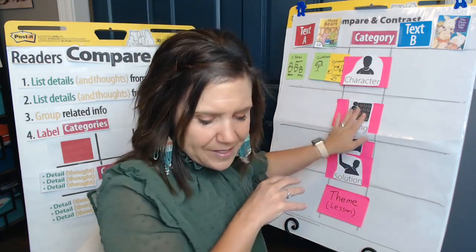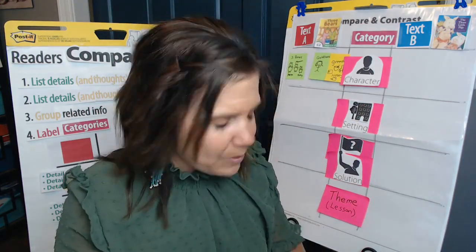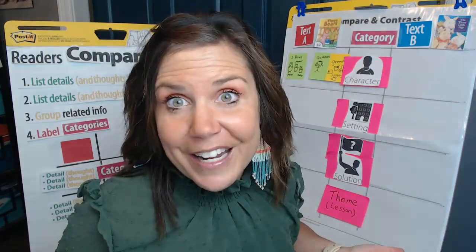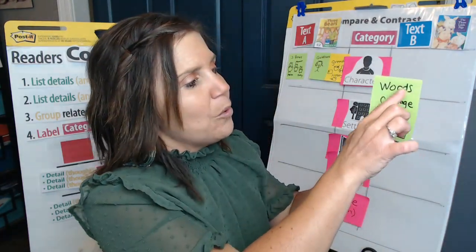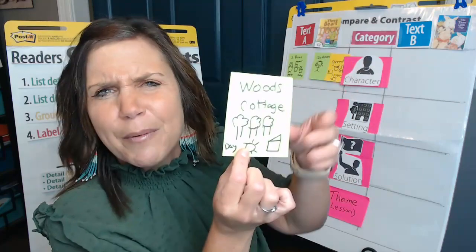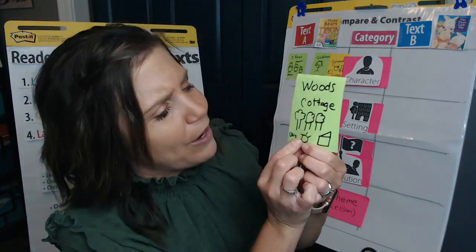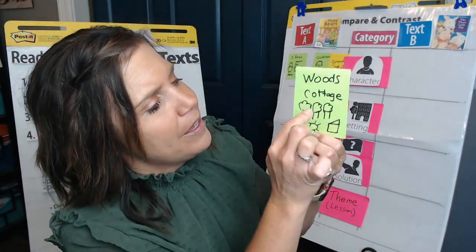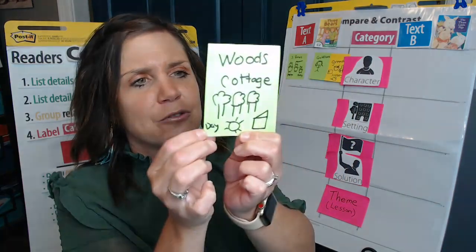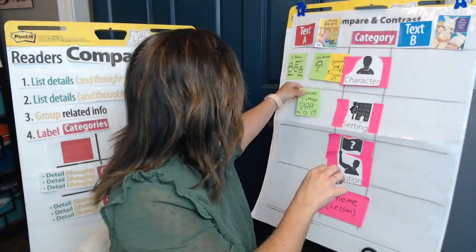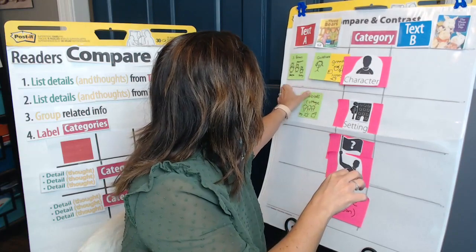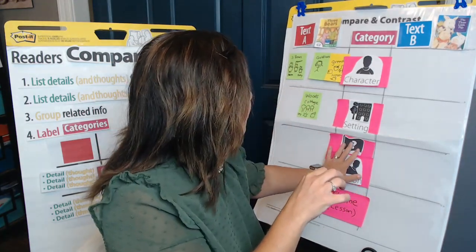Okay, now let me think about the setting. Where does this take place? Well, I know it's in Baby Bear's cottage, right? Baby Bear's house, and it's in the woods. And it's usually daytime or morning because I think their porridge was their breakfast, right? So I wrote daytime. I drew the little cottage, and I drew some trees because it kind of happens in the woods. Okay. And then is there a problem?